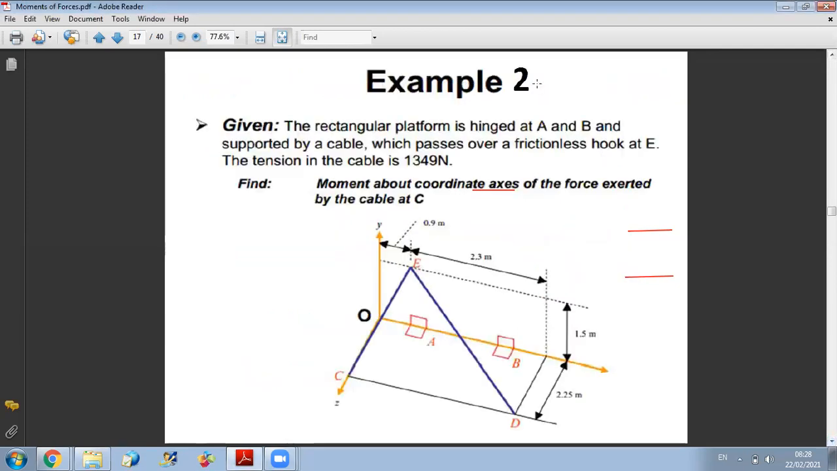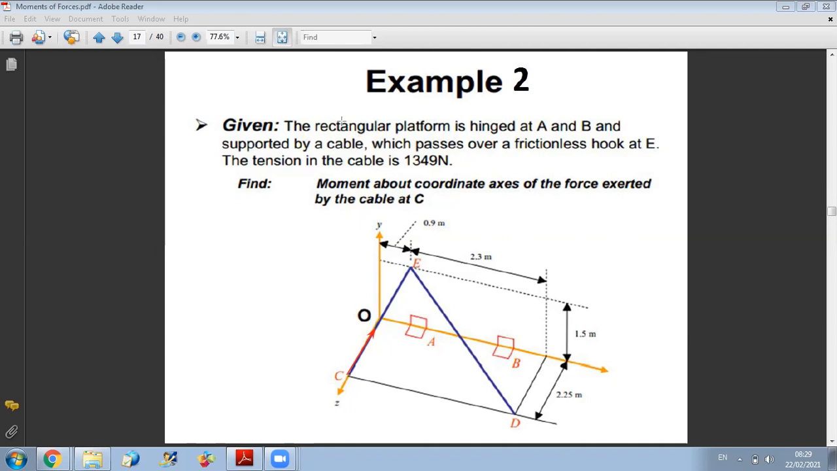Let us consider the following example. The rectangular plate is hinged at A and B and supported by a cable which passes over a frictionless hook at E. The tension in the cable is 1349 Newton. Find the moment about coordinate axis of the force exerted by the cable at point C. So here, they gave us the force in the cable in magnitude, and they want us to find the moment of this force about the coordinate axis x, y, and z.